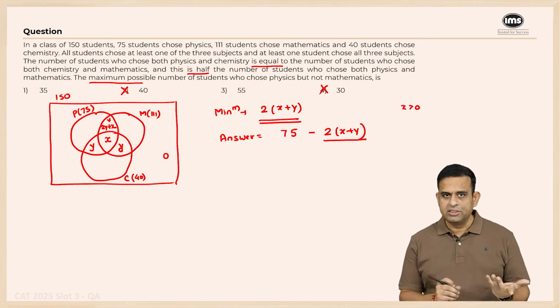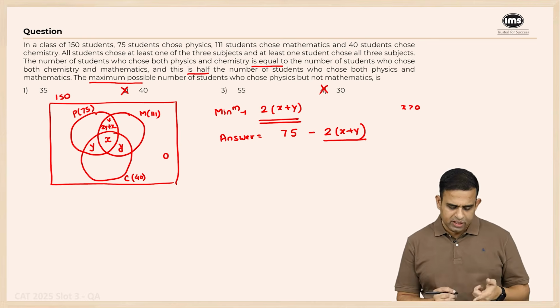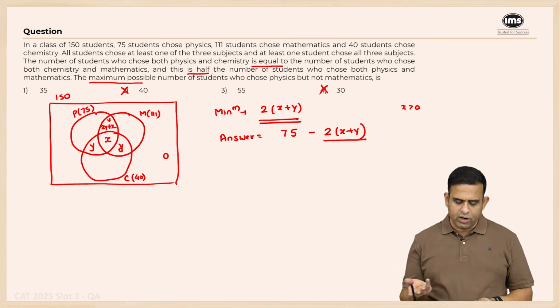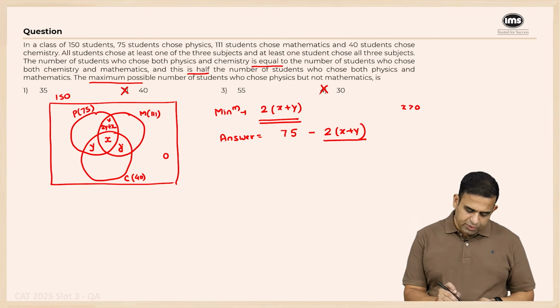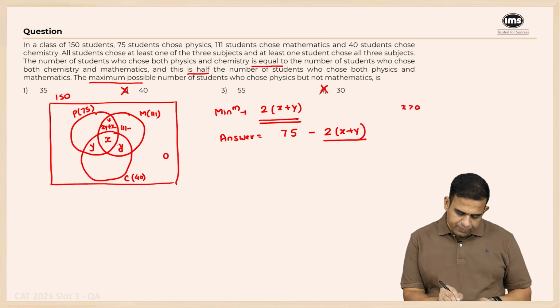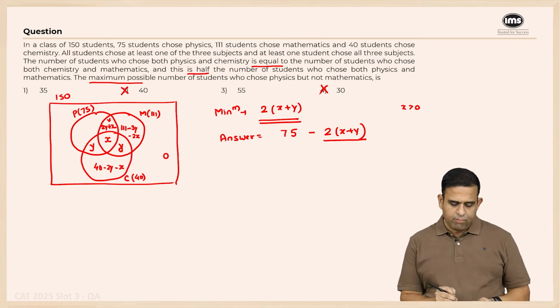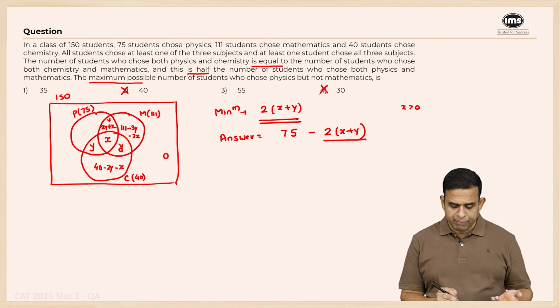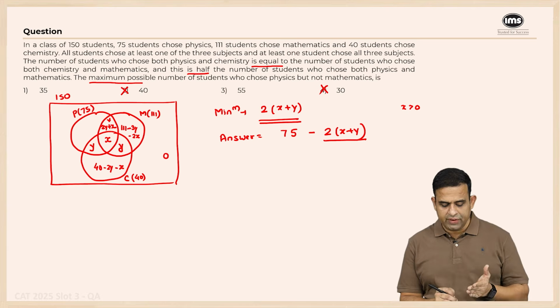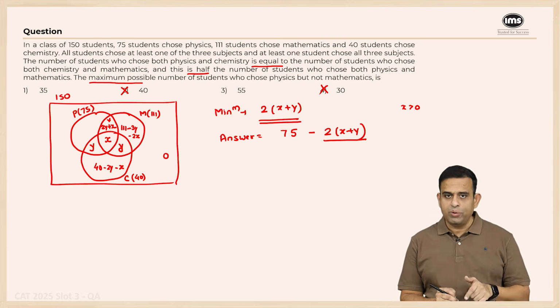Now how do I minimize this particular term, as I told you, twice of x plus y? For that we can find out some of the other equations. In this context, this term would be equal to 1 minus 3y minus 2x. This particular part will be equal to 40 minus 2y minus x. So the number of people who took only math came out to be 1 minus 3y minus 2x, and the number of people who took only chemistry came out to be 40 minus 2y minus x.